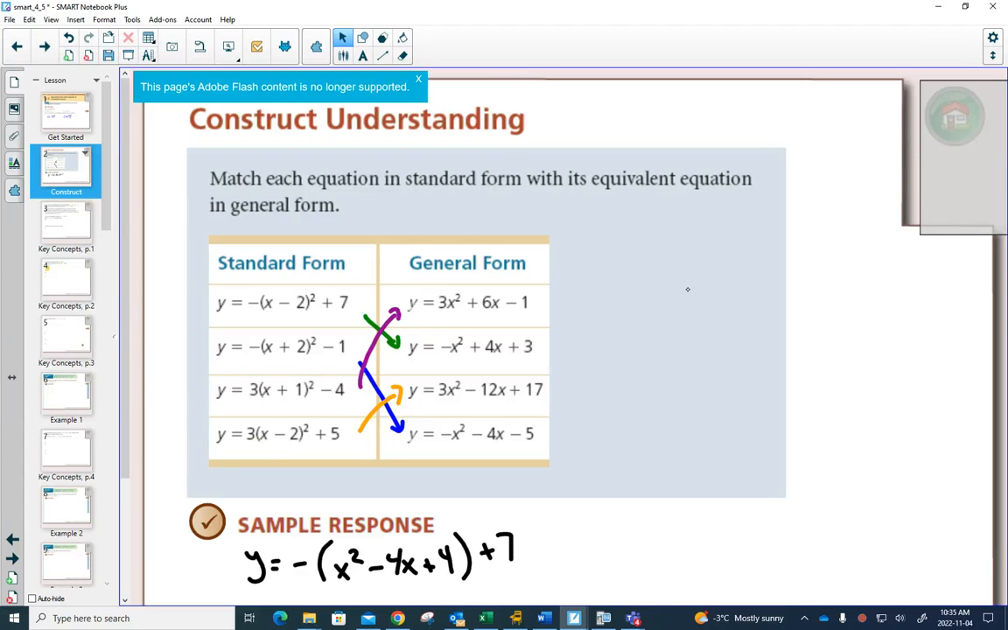So now that we've matched these, check out your standard form. Your standard form is nice because I already know that my vertex is 2, 7. I know that it's negative so that it opens down. And because it's a 1, I know it follows the 1, 3, 5.